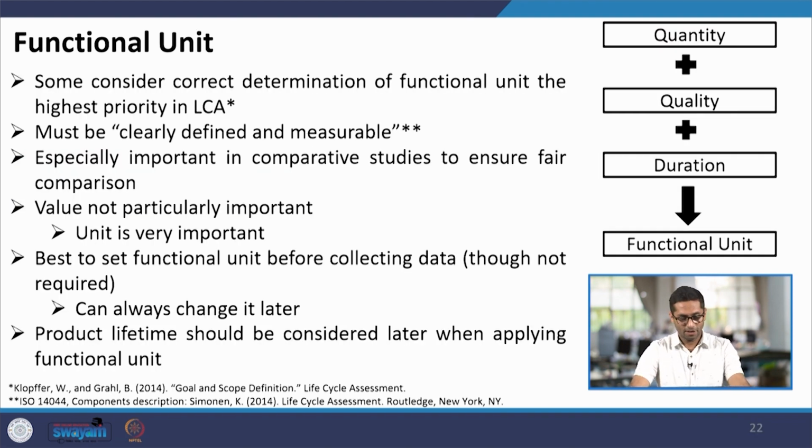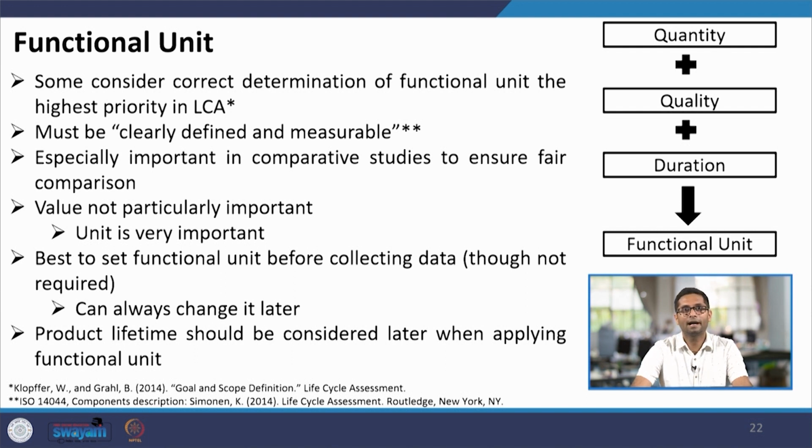So let us try to understand some of the features of the functional unit that are important. It is one of the most important things in defining an LCA. Some people consider that this is the place which tends to have the highest priority when doing an LCA, because a wrong functional unit could lead to wrong conclusions altogether. It must be clearly defined and measurable. You should be able to define it easily, it should be understood, and it should be measurable, because if it's not measurable, how would you normalize the impacts according to this functional unit?